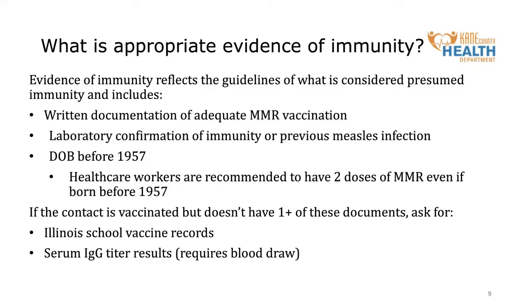When interviewing a contact, if they are allegedly vaccinated but cannot provide any of the previously mentioned documents to serve as evidence of immunity, their status might be able to be verified by accessing Illinois school vaccine records or through serum immunoglobulin titer results, which require a blood draw.